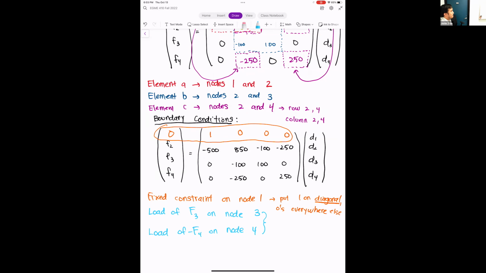So that's our fixed constraint. And so the next thing we're going to add is our loads. And remember, the loads are a lot easier. We just basically insert these into the corresponding entries in the forcing vector. And so first we have a big F3 acting on node 3. So we have F3 right there.